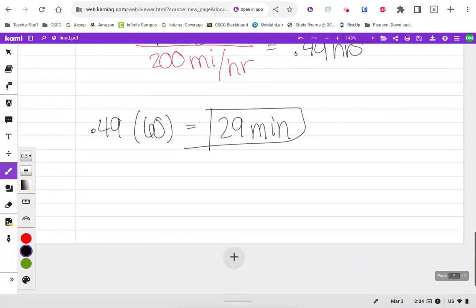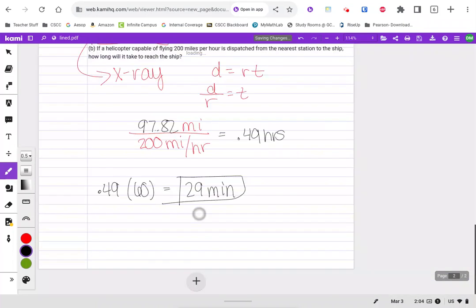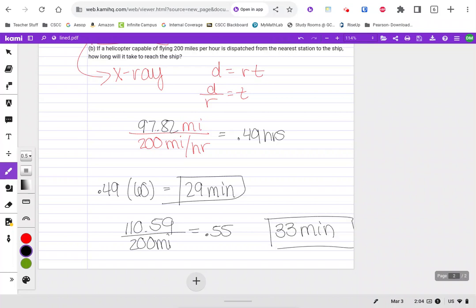Now, we could do it again for the other one and do 110.59 over 200 miles an hour. And I get 0.55 hours, which, if I multiply that by my 60 minutes, it's really only about a 4-minute difference when you're traveling that fast. But if you're drowning, that 4 minutes can be really important.